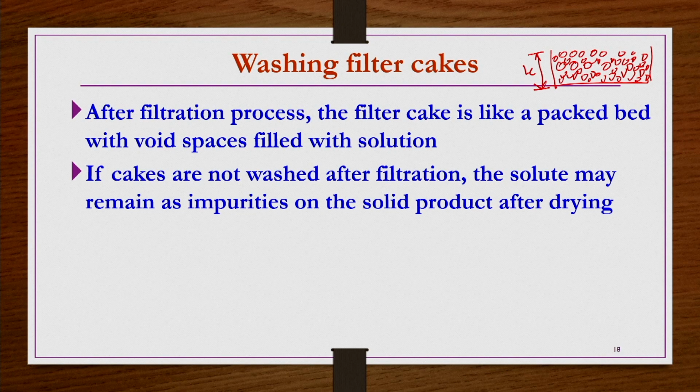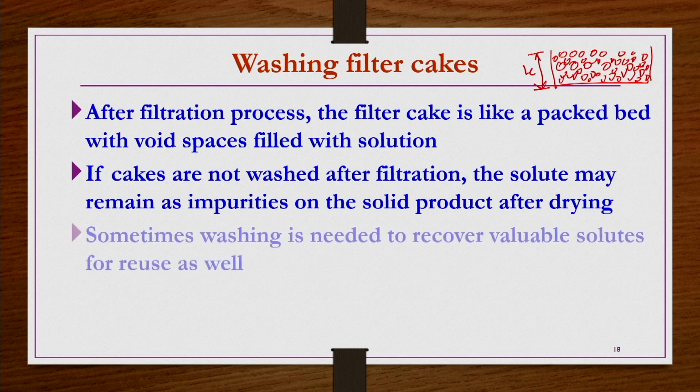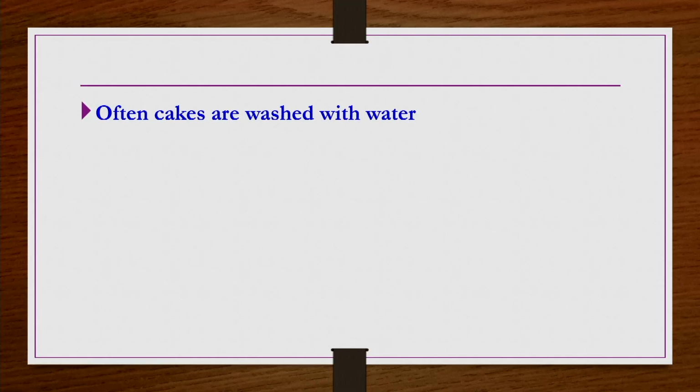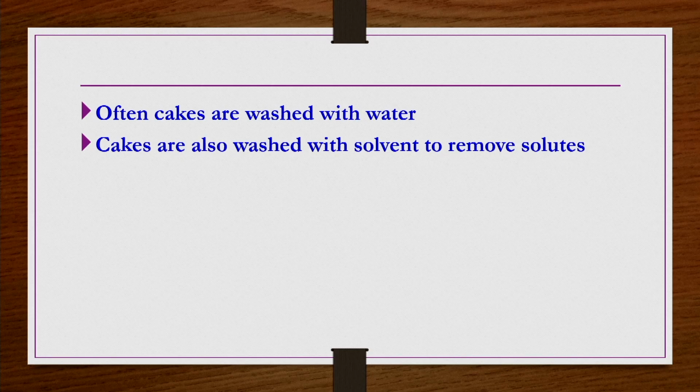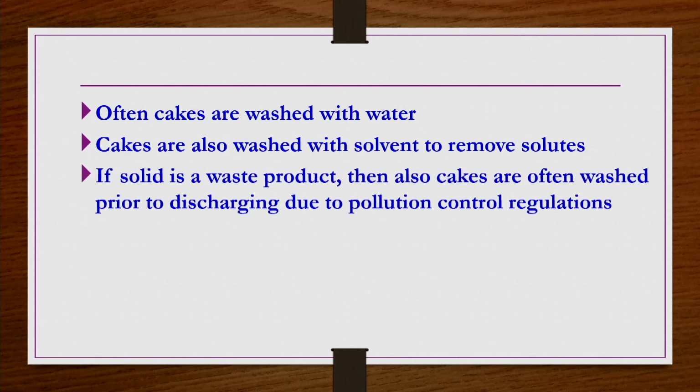If cakes are not washed after filtration, what happens? The solute may be retained as impurities on the solid product after drying. Sometimes washing is needed to recover valuable solutes so that they can be used or reused as well. Often cakes are washed with water. In general, some cakes are also washed with solvent to remove solutes. If the solid is a waste product, then also cakes are often washed prior to discharging due to pollution control regulations.